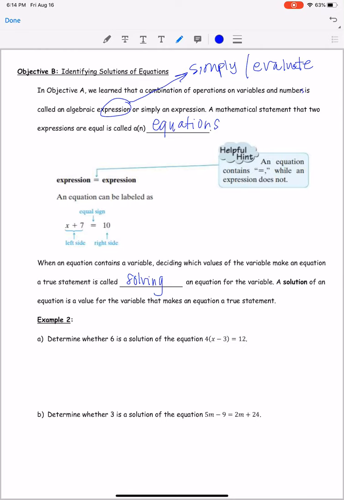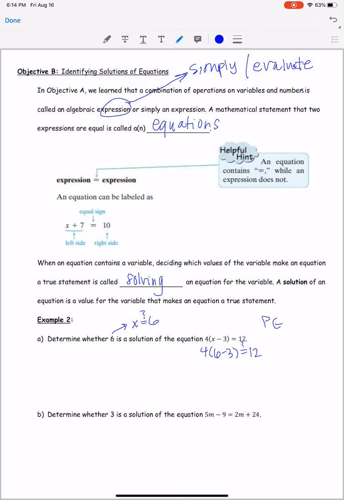So here in example 2, we're determining whether 6 is a solution of this equation. So you're wanting to know, does x actually equal 6? To determine that, plug this in. So we've got 4 times x, my x is 6, minus 3, and we want to know, does that equal 12? So, order of operations.